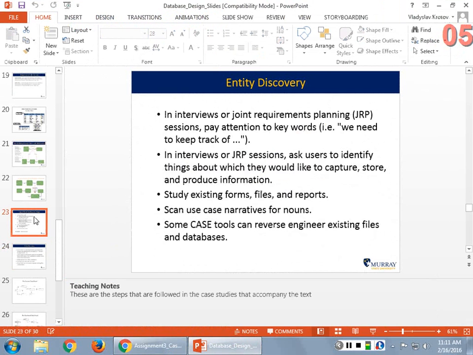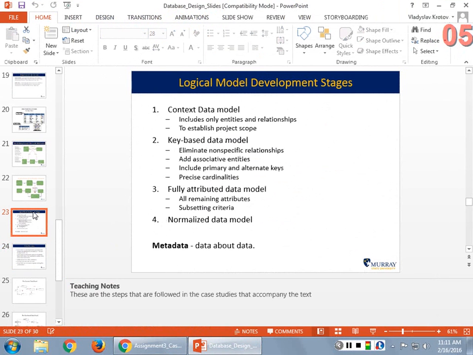So let's go back to the step model. Now, the first step that you may want to do, once you identify those important nouns from a narrative that you generated as part of some kind of JRP session or interview, is to create a context data model. Context data model means it's simple. It includes only entities and relationships, right? So you don't worry about attributes at this point, okay?